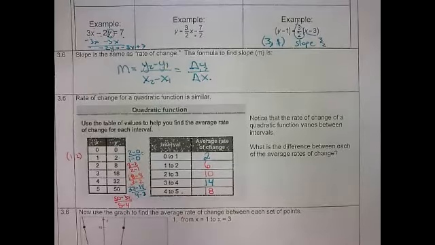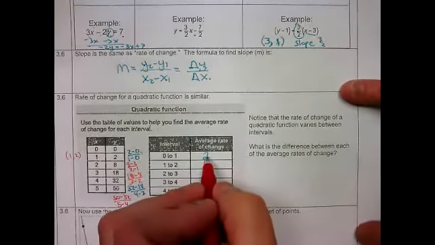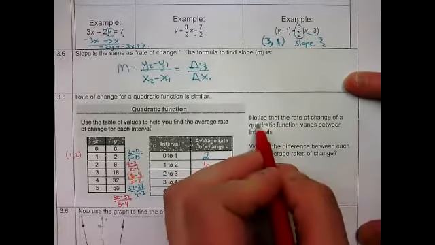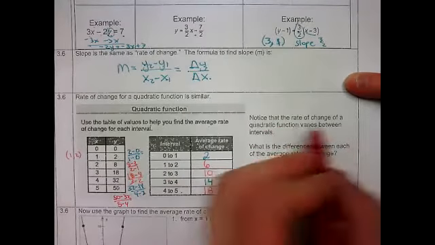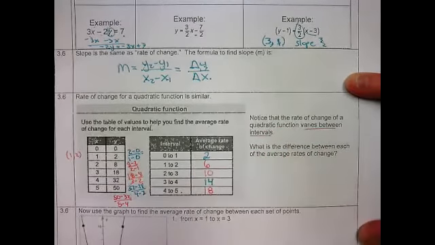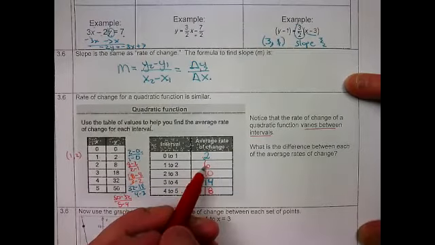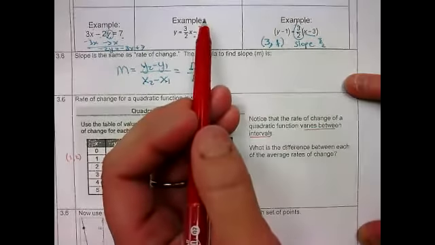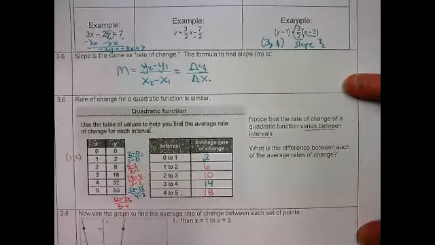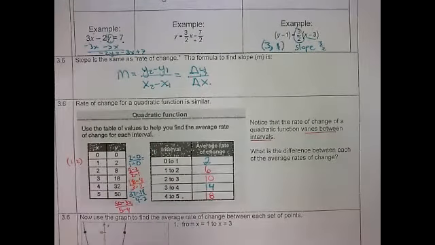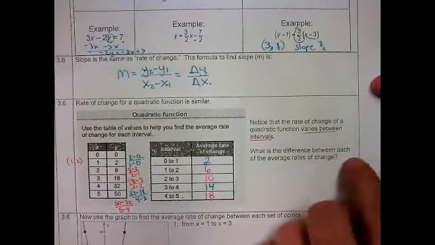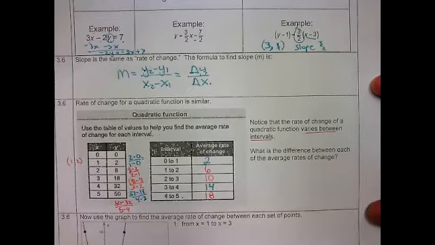All right, so now let's look at the rate of change. It says, notice that the rate of change of a quadratic function varies between intervals. This rate of change is 2, whereas this one is 6. When we're talking about a linear equation, these are all going to be the same exact value. But it says, what is the difference between each rate of change?